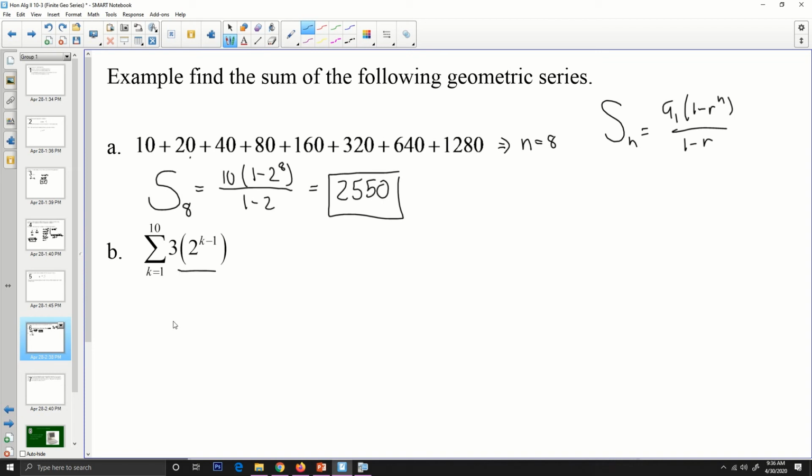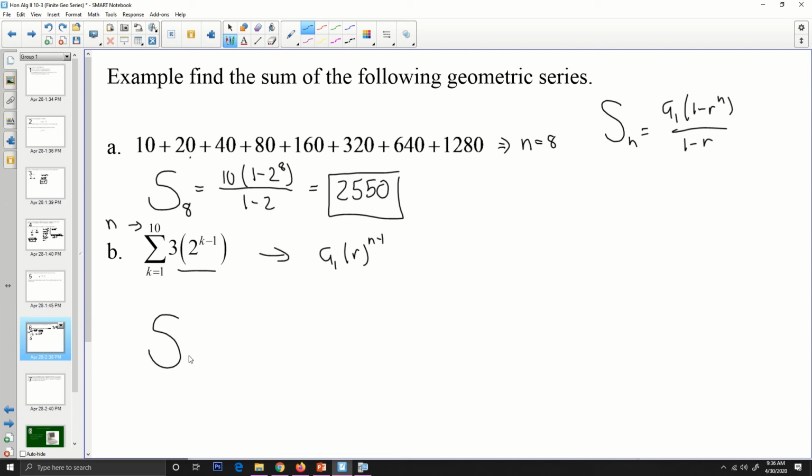All right. So for this next sum, we don't even have to do any of that work because we notice that this thing right there has the form a sub 1 times r to the n minus 1. And this value right here is our n because we start counting with 1. So I can say that this thing is going to have 10 terms. The first term is going to be 3, and the common ratio is going to be 2. So that's a fairly easy one to calculate.